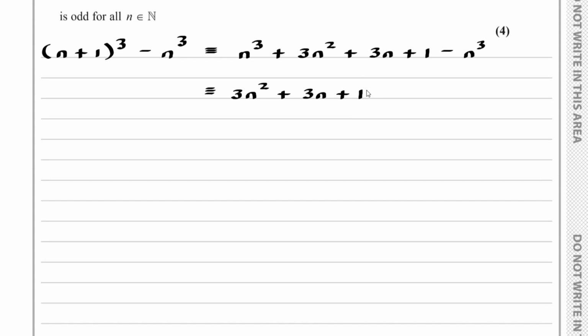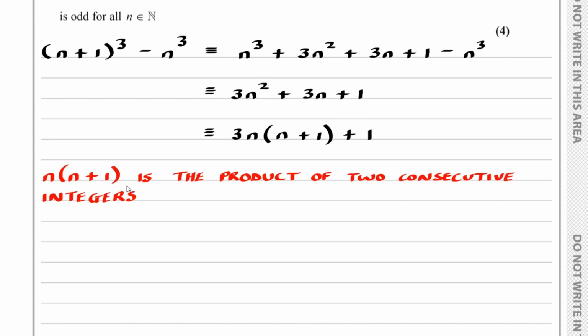Now we know that the 1 is odd, so if I somehow show that the 3 times by the n squared plus 3n is even, we'd have even plus odd, which is odd, and that's what I want to show. So let's think about how we can do this. Well, the 3n squared and the 3n, they have a 3 as a common factor and an n as a common factor, and what goes inside the bracket is n plus 1. 3n times by n plus 1 is the same as 3n squared plus 3n, and then we add on this 1. Now if I think about the n times by n plus 1, that's the product of two consecutive integers.